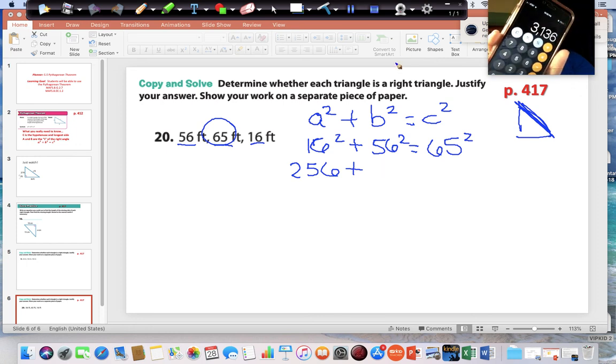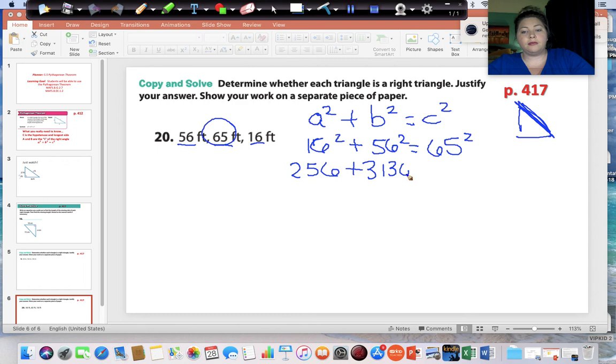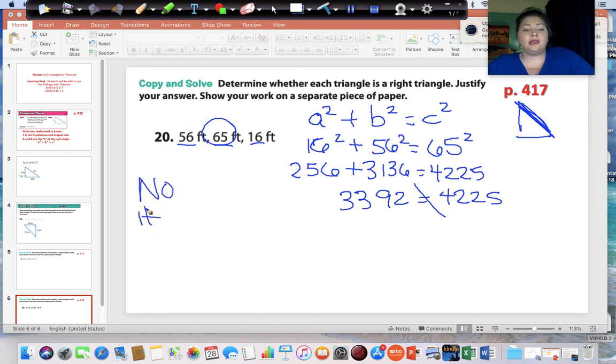That's 3,136. And then 65 squared is 65 times 65, and that's 4,225. Okay, we need to add up 3,136 plus 256, and we get 3,392. And we see that this did not work out here. So I'm going to draw a line through the equal sign because it is not equal. That means it is no, it is not a right triangle.